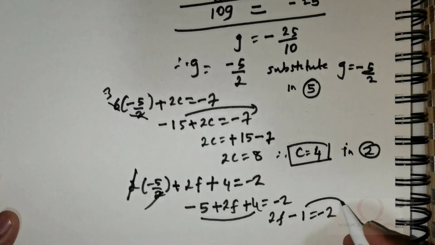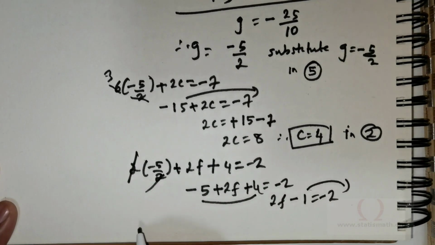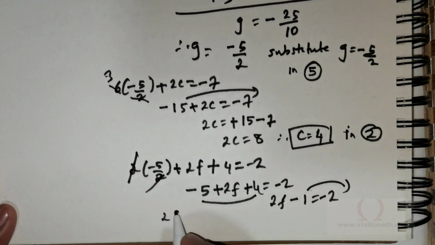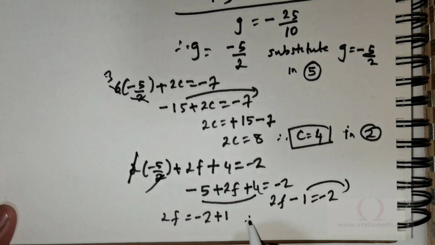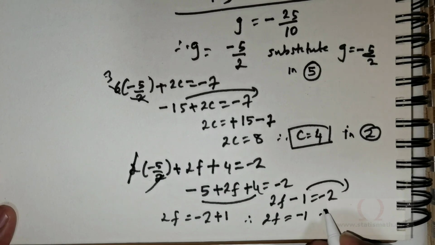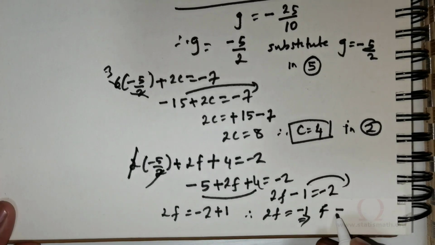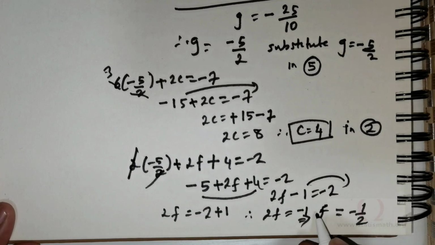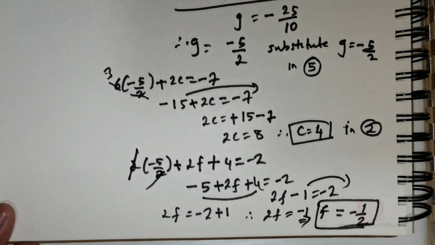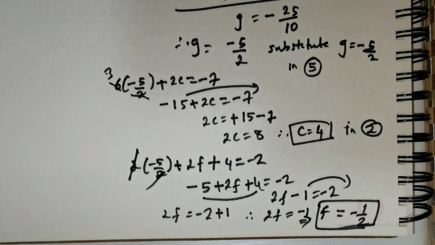So you move this to the other side, you would get 2 times f is equal to negative 2 plus 1. Therefore 2f will be equal to negative 1, and from here I get the value of f to be negative 1 over 2. So this is a beautiful question. I've got f, I've got g, and I have also got c. Now all that remains is to make the substitution.